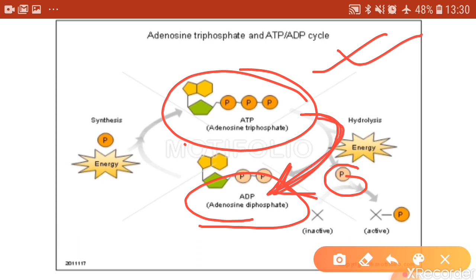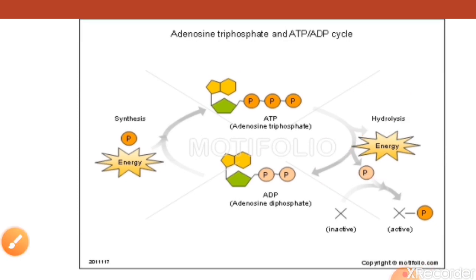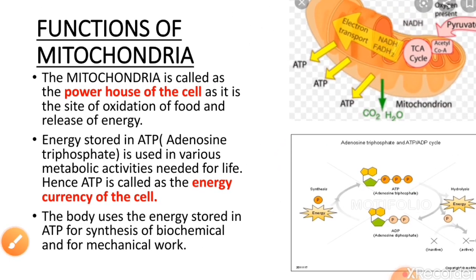When this breaks down, the energy that was stored in ATP is released, and this released energy will be used for performing various mechanical activities, or for synthesis of various biochemicals. So these are the important functions that are performed by the mitochondria.